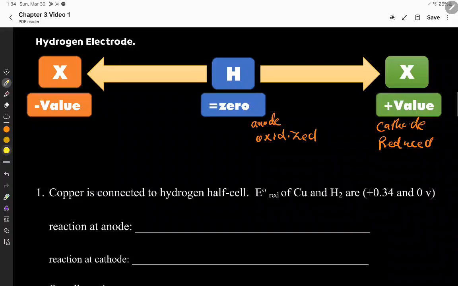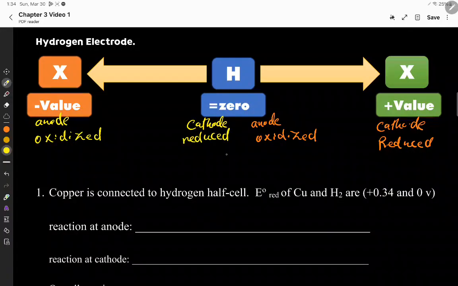Now let's see here. If hydrogen is connected to a substance with negative value, the substance with negative value is going to be the anode, and hydrogen is going to be the cathode. The substance is easier to be oxidized. Hydrogen is easier to be reduced.